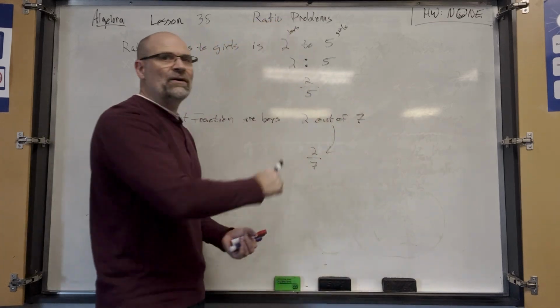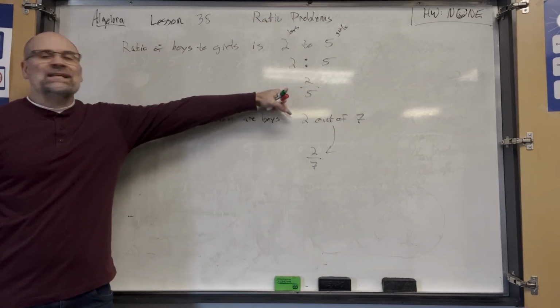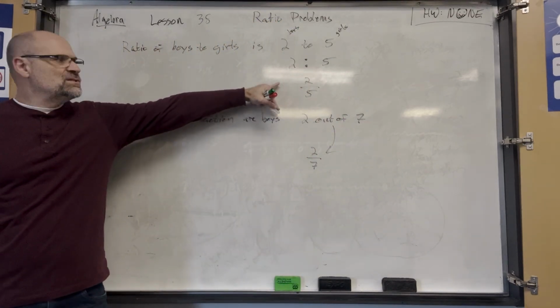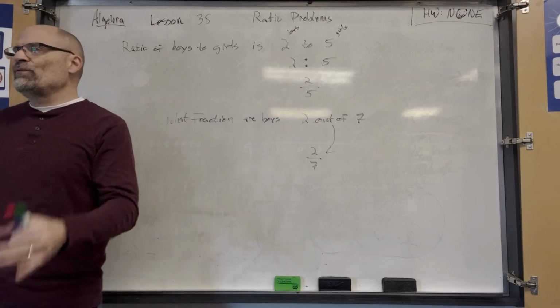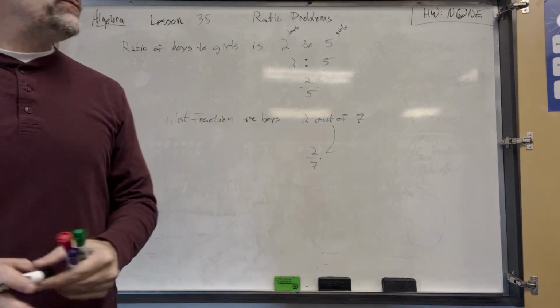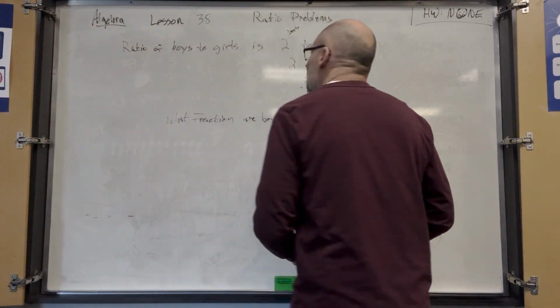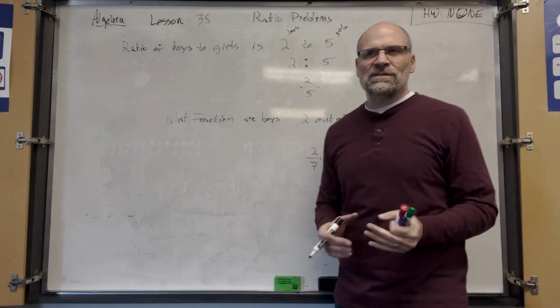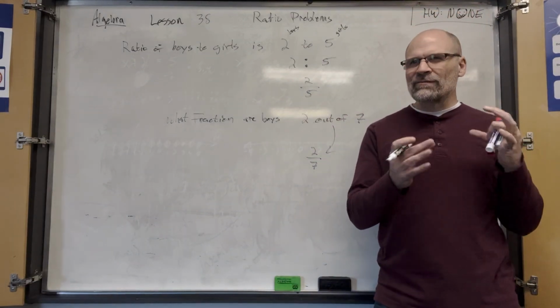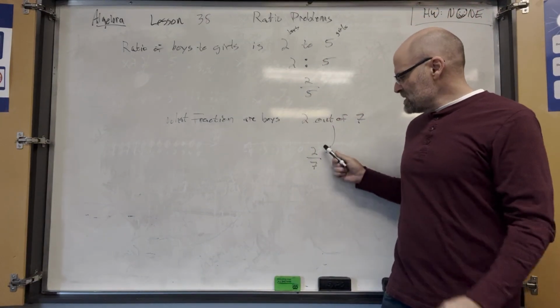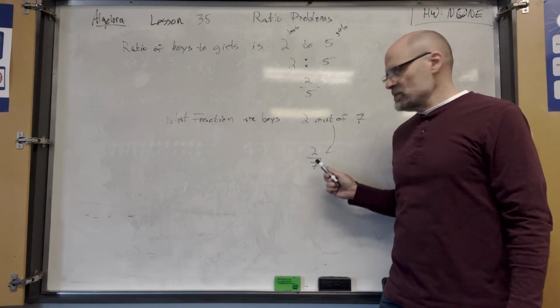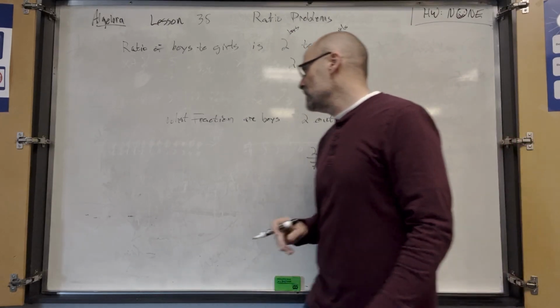This is not 2 out of 5, right? This is 2 to 5, or 2 for every 5, but it's not 2 out of 5. So don't think of a ratio as a fraction, because when you think of a fraction, that's like a part of a whole, right? Where this is the part and this is the whole. So 2 out of a total of 7.